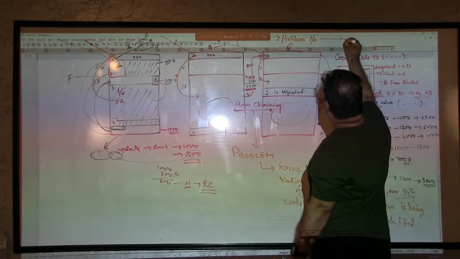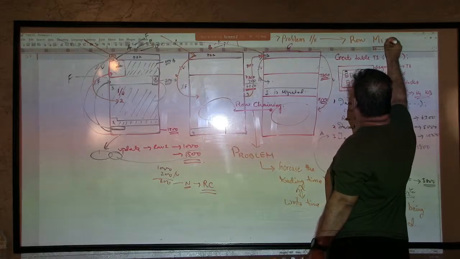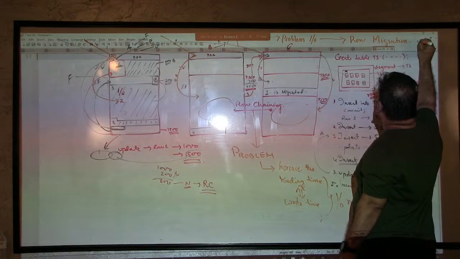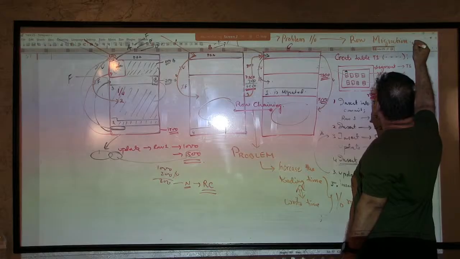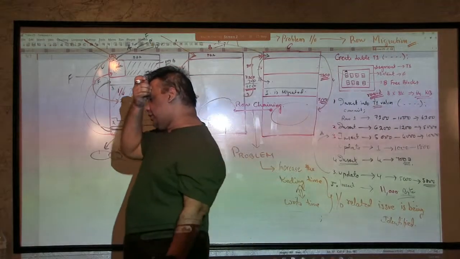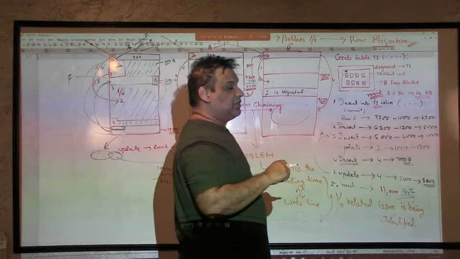And Oracle has a name which is called row migration. Row migration is also given as a problem. So there are two problems that we have identified. One is row migrating. So imagine this.